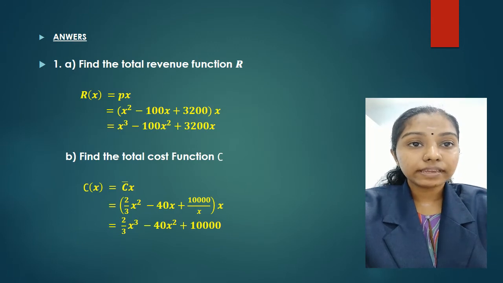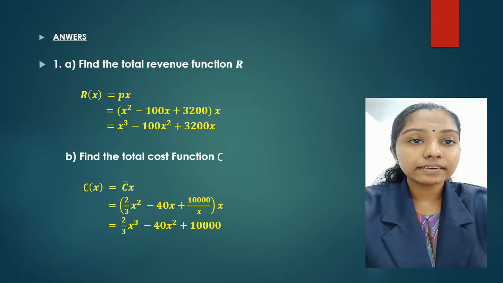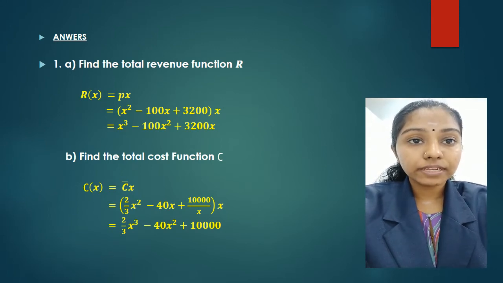Question number 1a. Find the total revenue function R. To find the total revenue function R, we should multiply P and x. P is x squared minus 100x plus 3200, which must be multiplied with x. We'll get x cubed minus 100x squared plus 3200x.